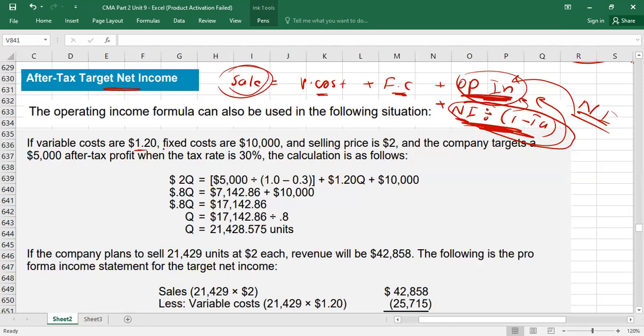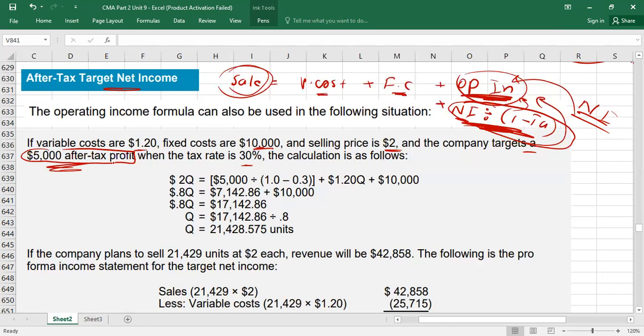This is variable cost. Fixed cost are $10,000. Selling price is $2. The company targets $5,000 after-tax profit. This is net income actually, because it's after tax, when the tax rate is 30%. So now you want to calculate how many units we have to sell, which can leave this much net income.